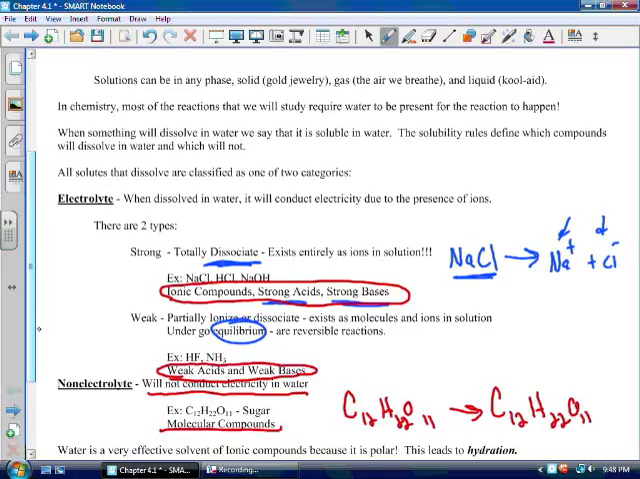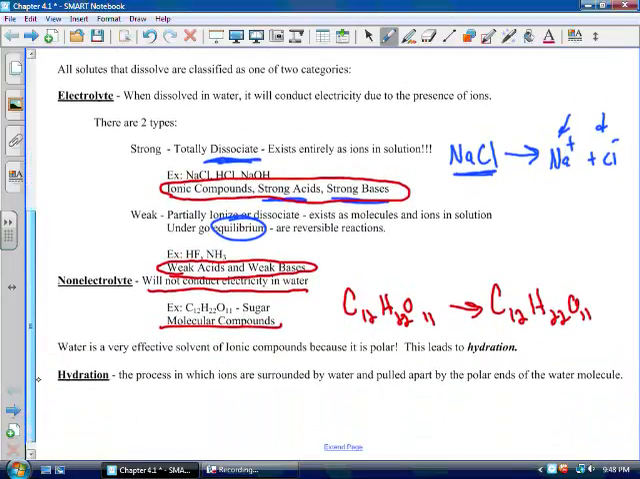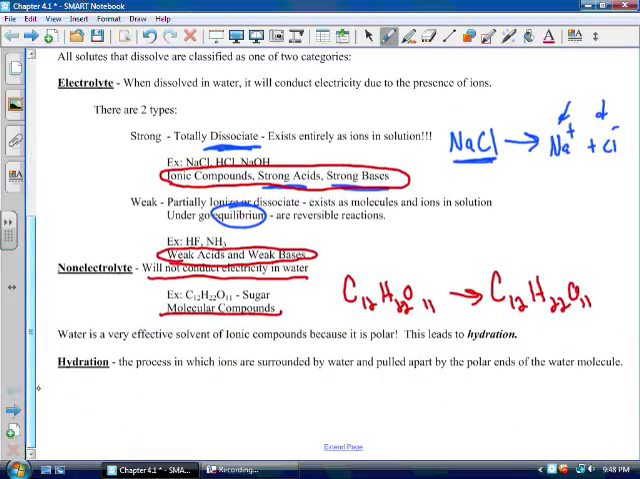Now, what causes water to break apart ionic compounds is that it is a polar solvent. When water molecules exist, they look like this. We have hydrogen atoms out here and an oxygen atom here. The oxygen tends to take on a negative end, and a positive end is where the hydrogens are. So we have what's called a polar solvent. Polar meaning it has poles like the poles of a battery, a negative and positive end.